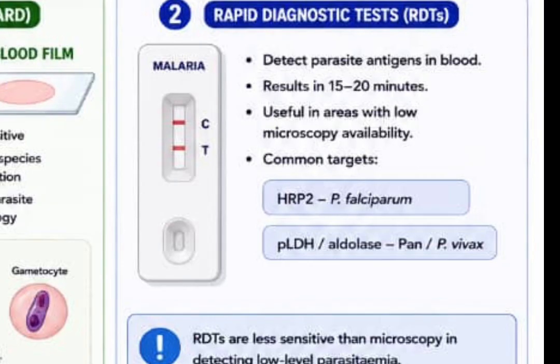In Plasmodium falciparum, what will you be seeing? You'll be seeing an HRP2 antigen there. If it's vivax, you'll be seeing what we call an aldolase, or you see a P lactate dehydrogenase there. An RDT is less sensitive than microscopy, because in microscopy you are seeing a high amount of parasite in the blood, but in a rapid diagnostic test you are just confirming that there is a parasitic antigen in the blood.